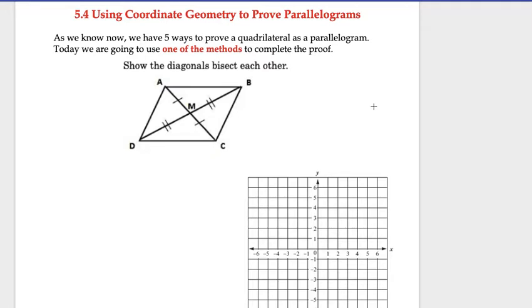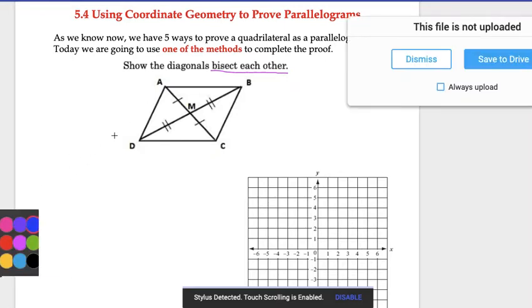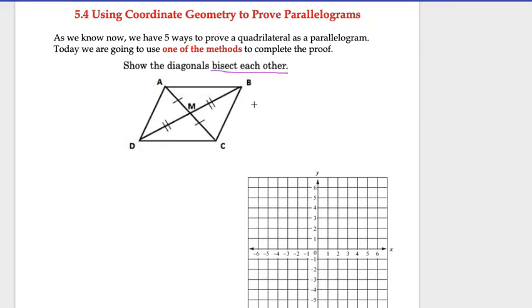What does that mean when we say bisect each other? One thing we need to keep in mind is that when we say bisect each other, you can think of it as cutting each other into two halves, right? For example, for AM here, AM is going to be equal to MC, it is cut in half. DM is going to equal MB, it's also cut in half. So they cut each other into two equal parts, and that means they bisect each other.